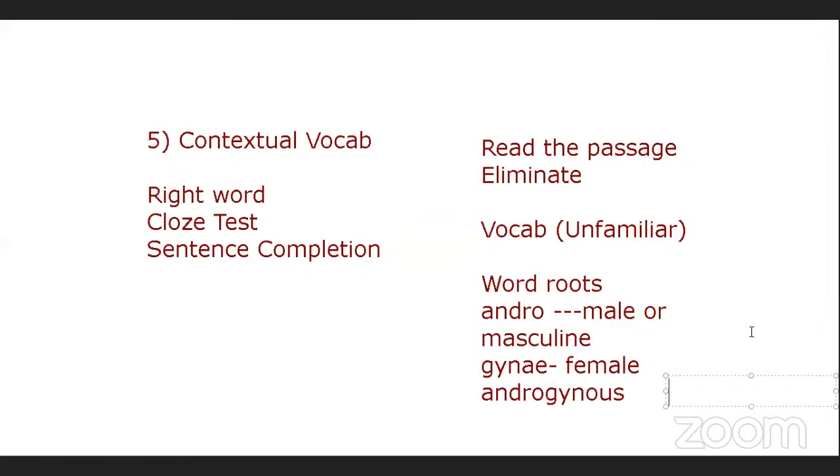I told you andro means male or masculine, gyne means female. What could be the meaning of this unfamiliar word that you have come across? "His androgynous ways confused people." Yes, a combination of masculine and feminine traits. That's right.